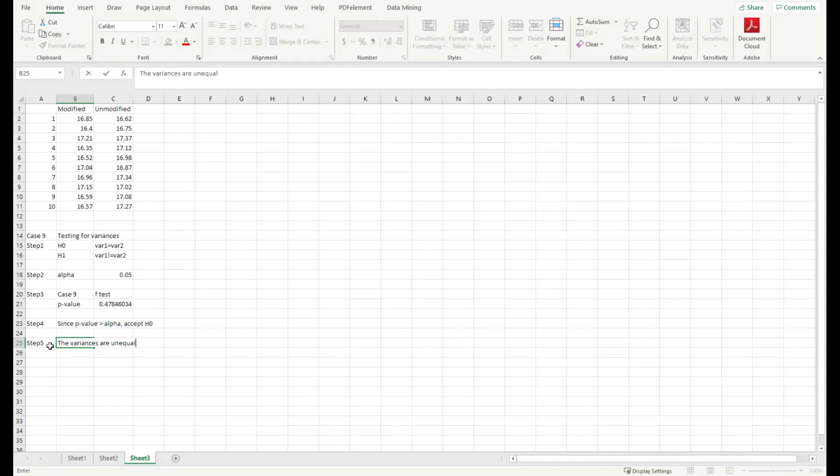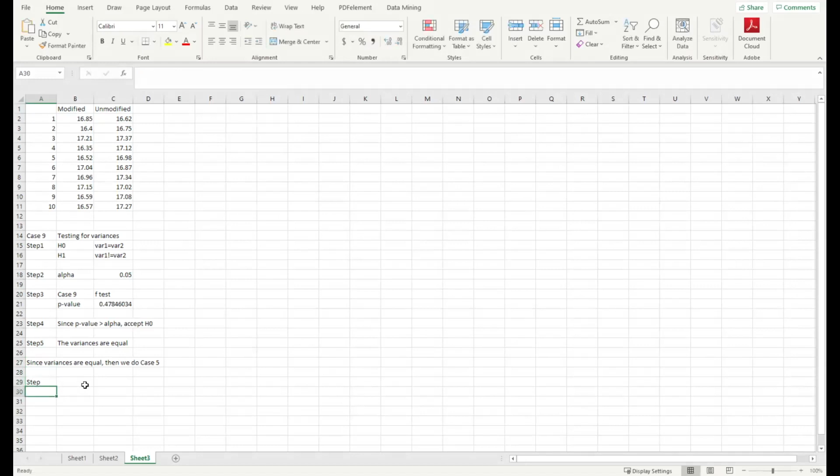unequal. Tama? So since variances are unequal, hindi po ba, sir, equal po? Kasi inaccept po yung H naught. Tama. That's correct. Thank you. So the variances are equal. Since the variances are equal, then we do case 5. Tama? Tapos dito, case 5 na tayo, step 1.